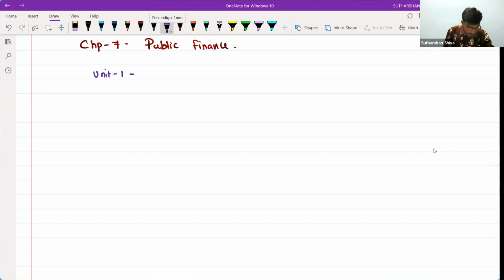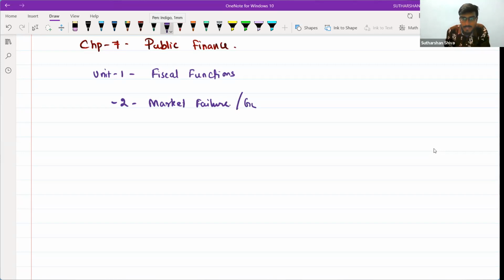Your unit number 1 is based on fiscal function. It gives an overview about the center and the state finance. And unit number 2 is based on a new insertion like market failure, or when the government intervenes to correct market failure. This chapter number 7 will be very interesting.